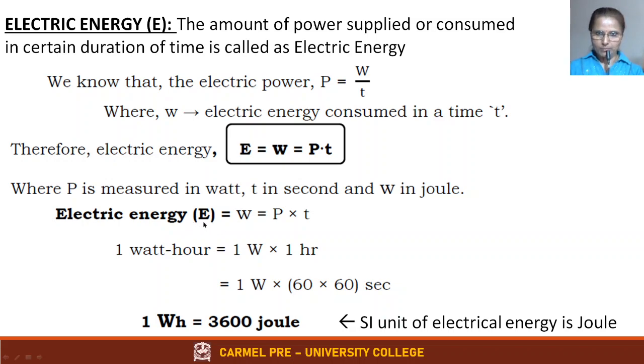But joule is small, and we are not using things in seconds, isn't it? We are using it in hours. So what is 1 watt hour? 1 watt hour can be written as 60 minutes, and each minute is 60 seconds. So 1 hour is 60 into 60 seconds, or 1 watt hour is 3600 watt seconds. Watt second is nothing but joule. Joule is the SI unit of electric energy. So 1 watt hour, in terms of joule, is 3600 joules.